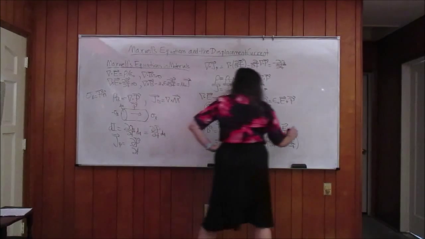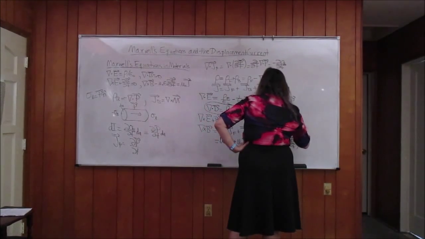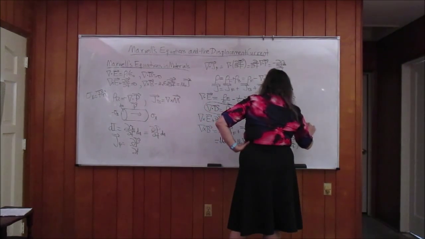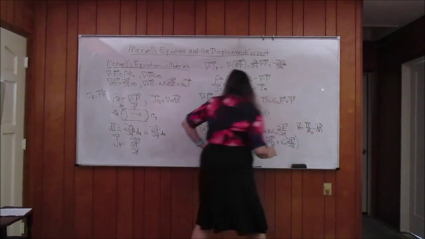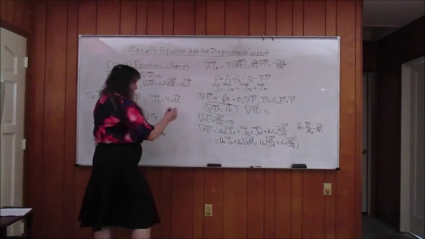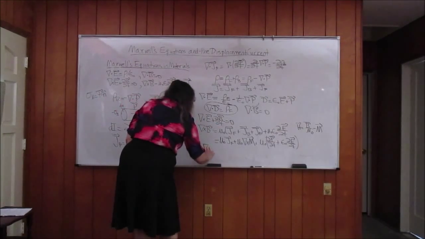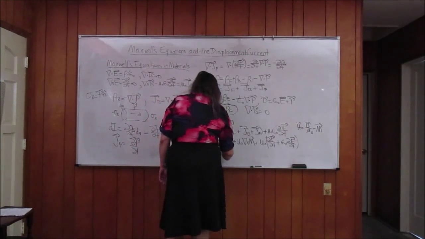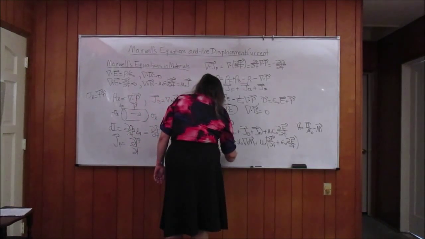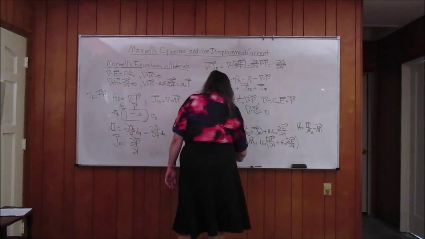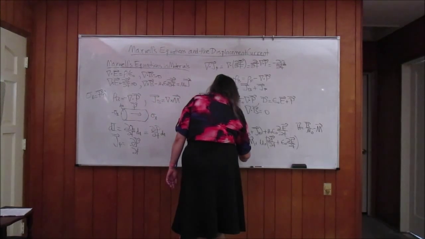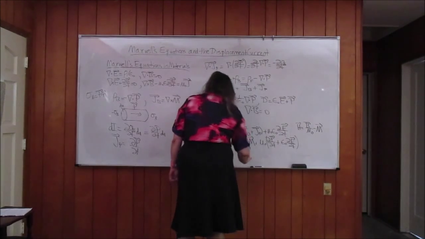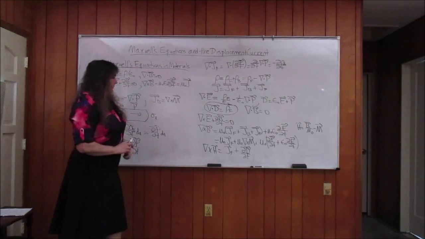I make use of the fact that the H field is equal to B over mu naught minus magnetization. I can rewrite this as curl of H is equal to the free current density plus the time derivative of the displacement. Okay?